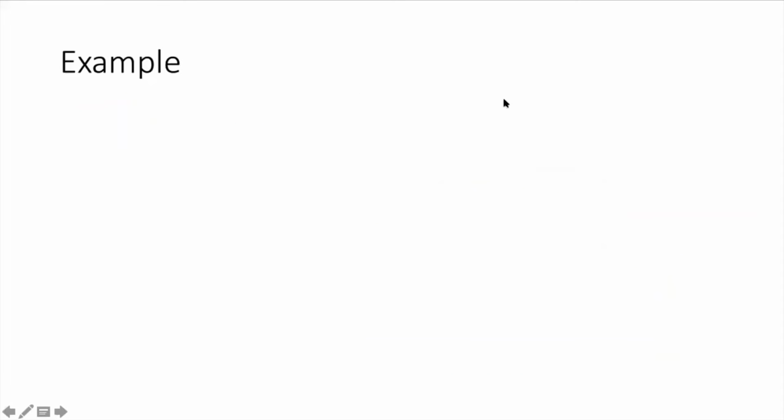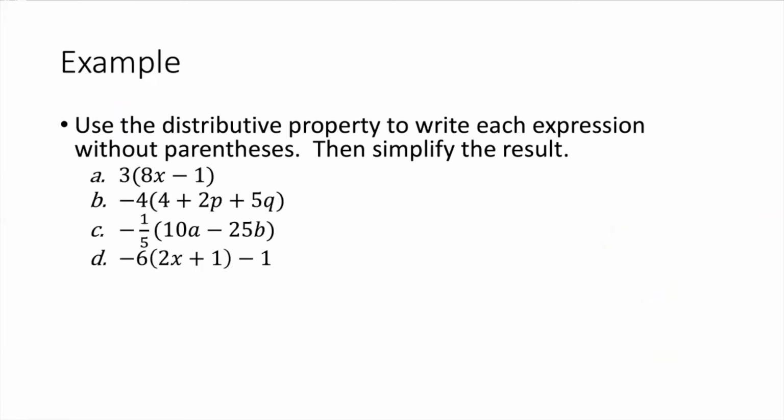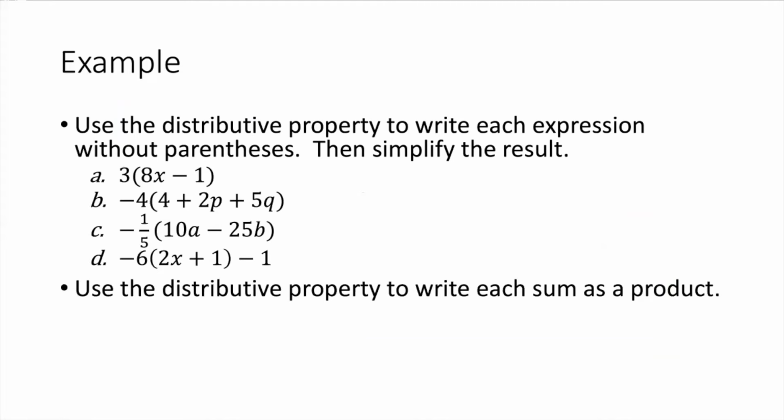We're back to examples. We're going to use the distributive property to write each expression without parentheses and then simplify the result. I believe I'm doing all these examples on the tablet. So we have 4 examples of using the distributive property to rewrite the expression and then simplify the result. And then we're going to use the distributive property to write each sum as a product. So that'll be the last 2 examples. All right, back to the tablet.